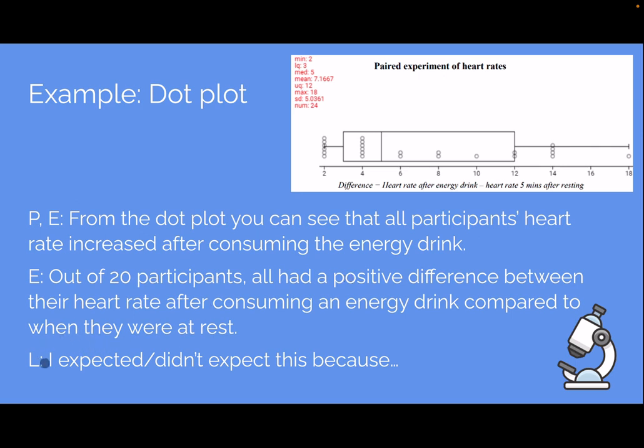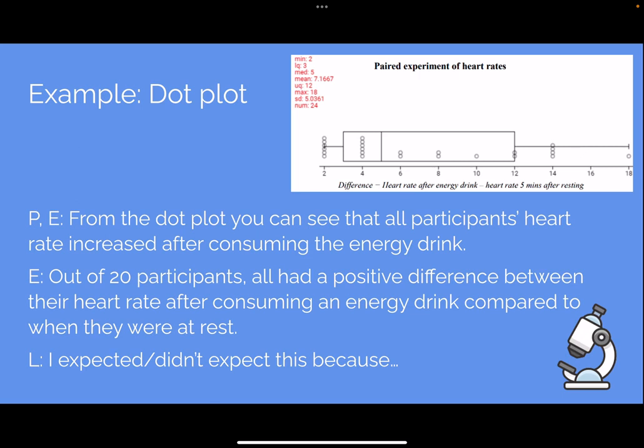And then your link would be, I expected this to happen, or I didn't expect this because, and then you give some kind of link to the context. You don't have to say what you expect or didn't expect. You can say how this aligns with research. It just has to be a link to the context somehow.